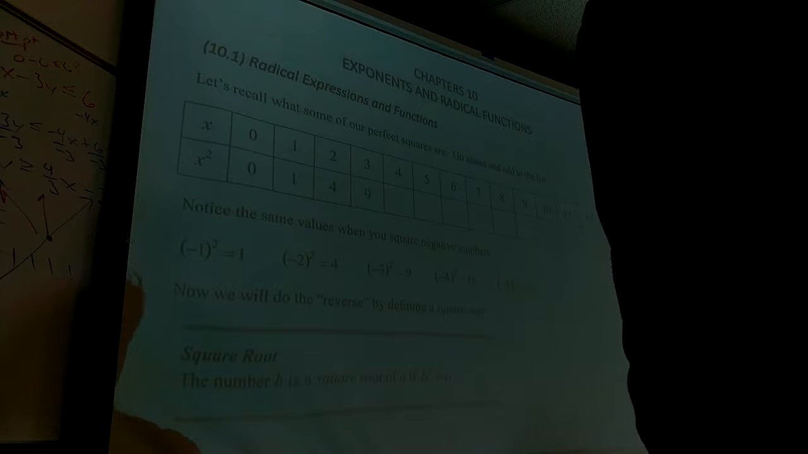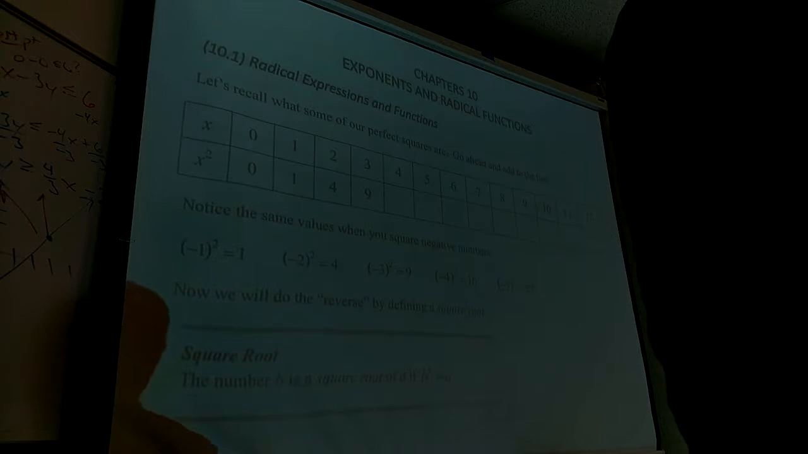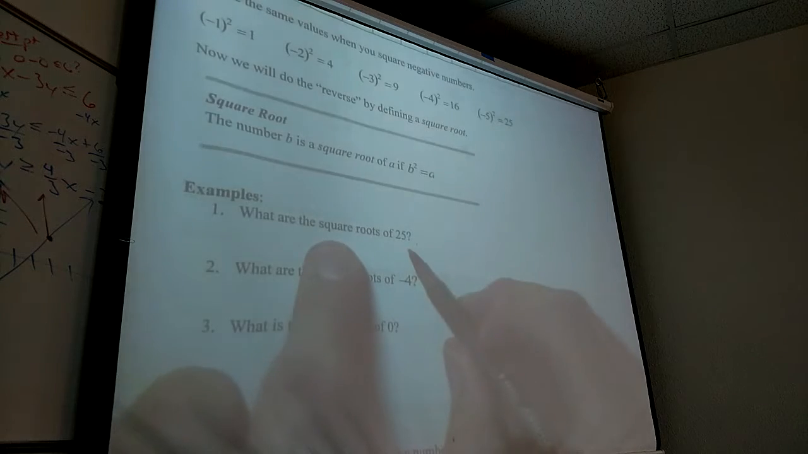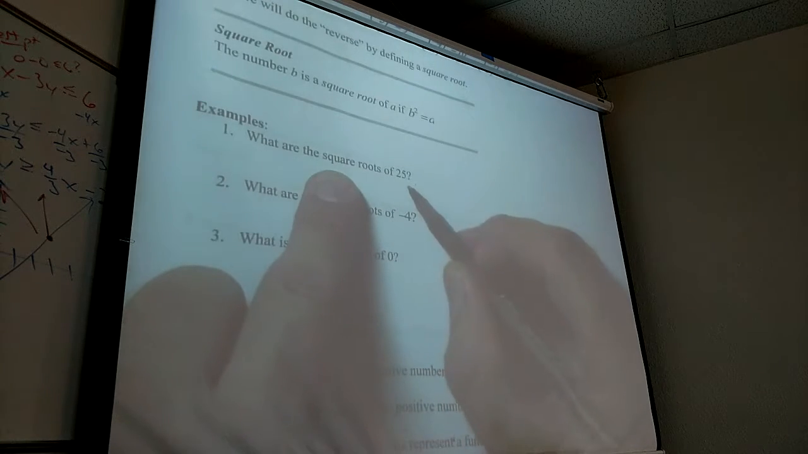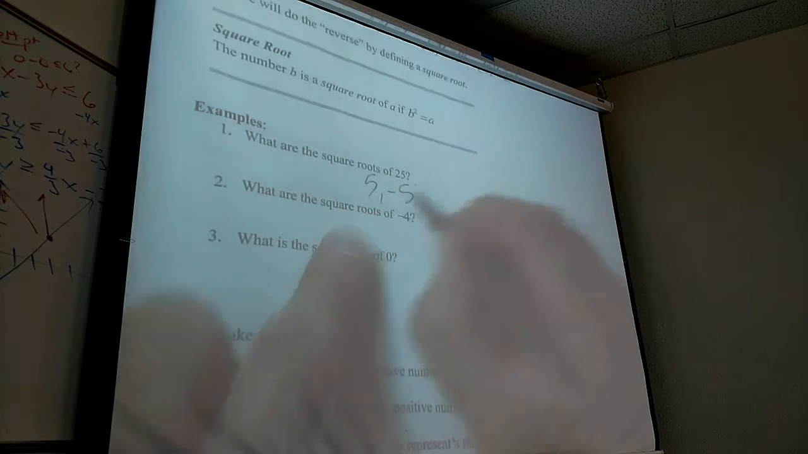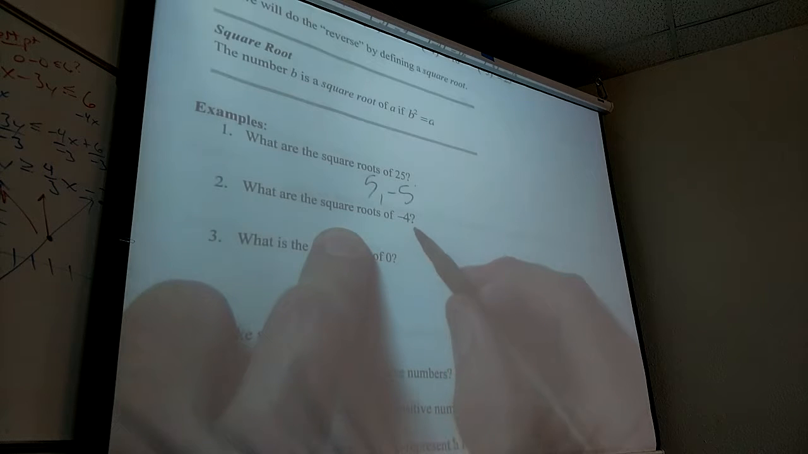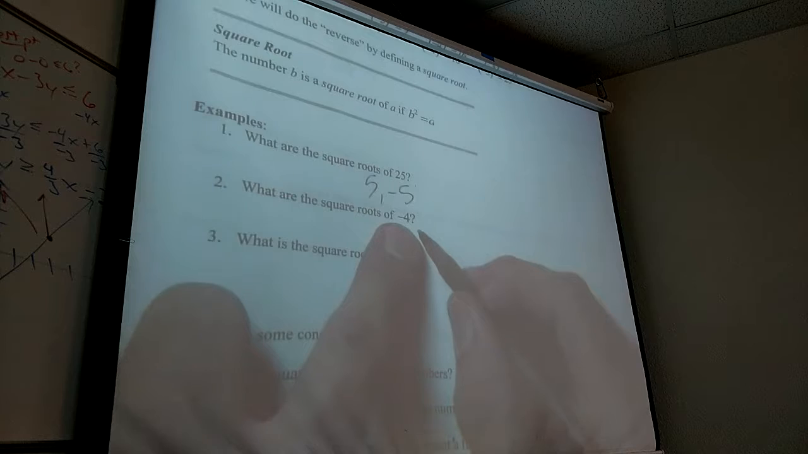So the square root symbol means the positive root. Because we understand there are 2 roots for every positive number. So when they ask, what are the square roots of 25? 5 and negative 5. What about negative 4? What do you multiply by itself to get negative 4? 2 and negative 2. 2 times 2 is 4. It doesn't work, does it? You didn't get negative 4.